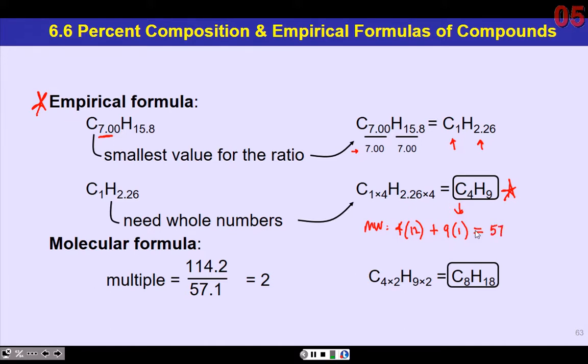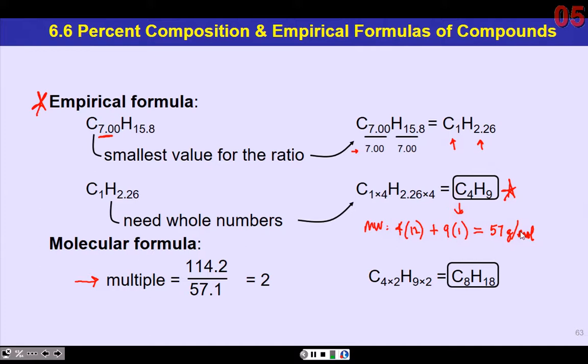For the simplest empirical formula, it's 57 grams per mole. Well, it's not necessarily the molecular weight, because that's only the mass of the empirical formula. So what we're doing here is determining that the molecular formula has to be a multiple of the empirical formula. The molecular is a multiple of the empirical, right?